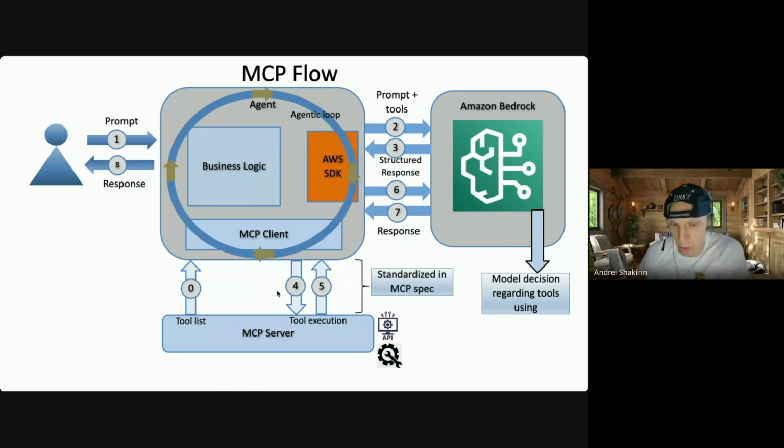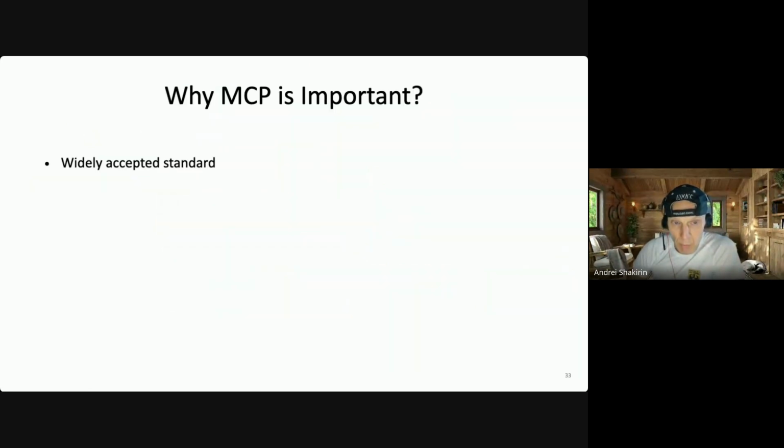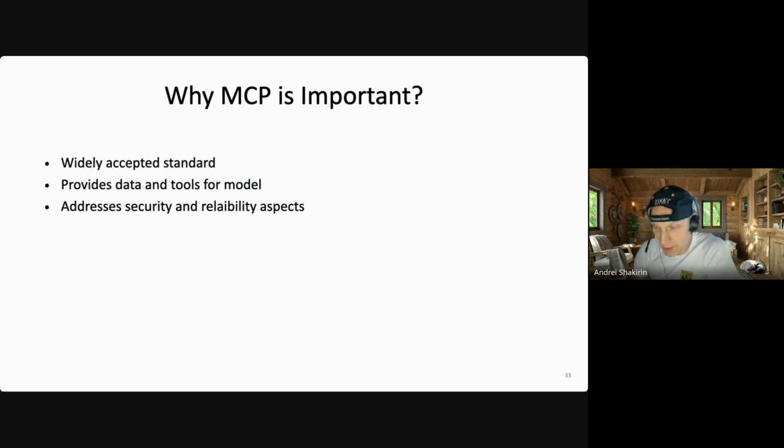There are also some versions of the protocol. The first version was based on HTTP server-sent events, HTTP SSE, which has some state. In the next step, MCP was redesigned to use the streamable HTTP protocol, which is stateless and scales better in a Kubernetes cluster, where you can easily run multiple instances of the server, since the communication between client and server is stateless. Why is MCP important? Because it's a widely accepted standard. It puts data and tools in the hands of the model, and it addresses security and reliability aspects.